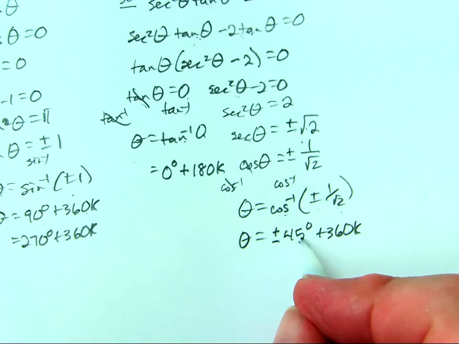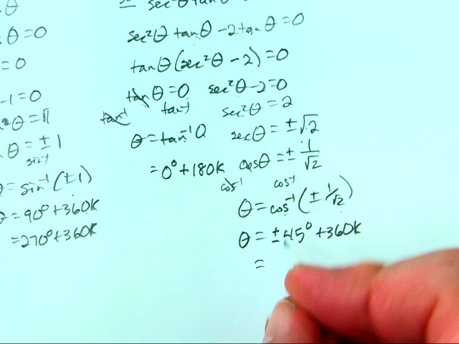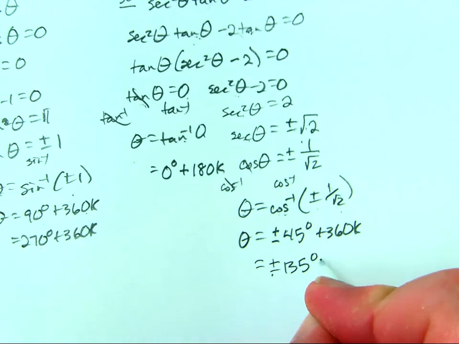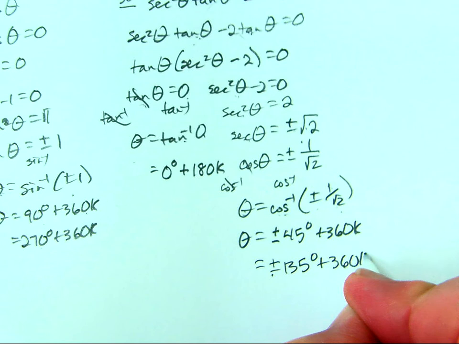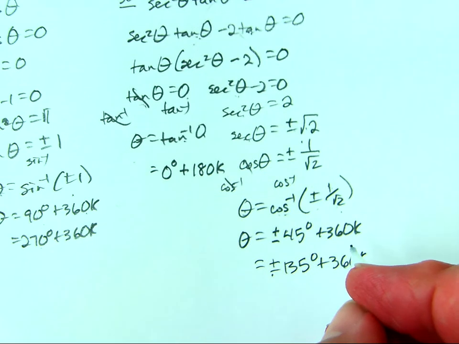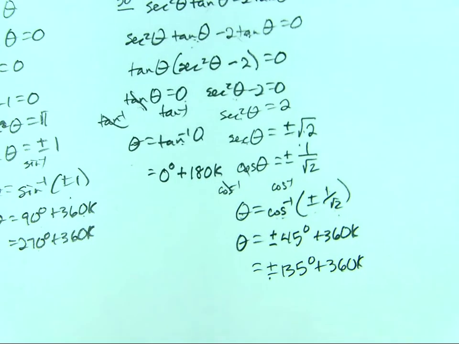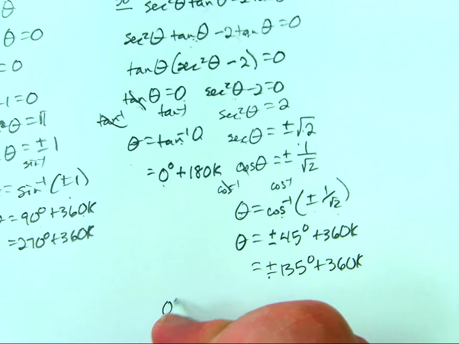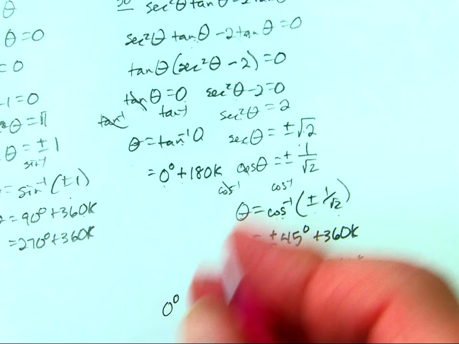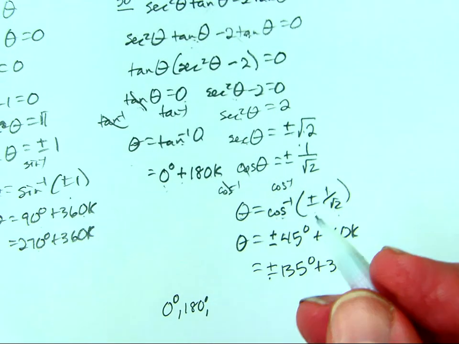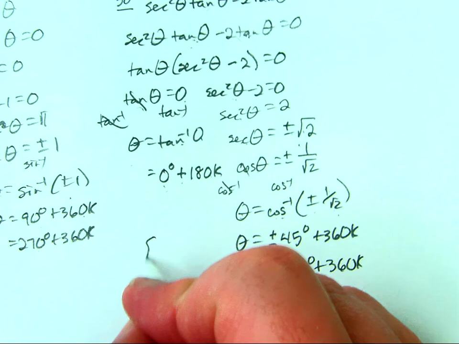If you put 45 in the second quadrant, that would be 180 minus 45, which is 135. So 135, again, plus or minus in front, 360k in the back. Now we're trying to find all the answers between 0 and 360, so we have 0. If we had 180, that fits. If we had 360, it doesn't quite fit. Remember, we're going between 0 and 360.